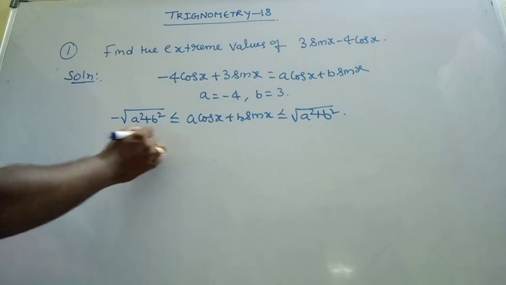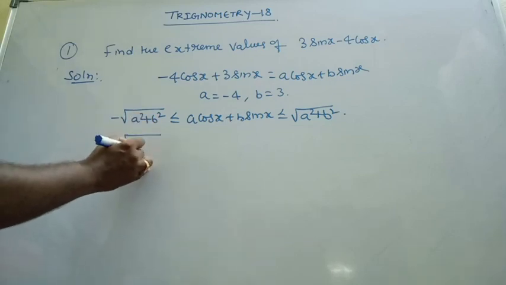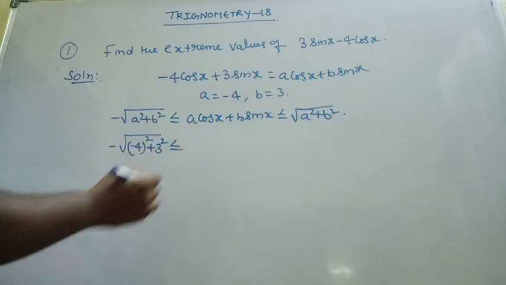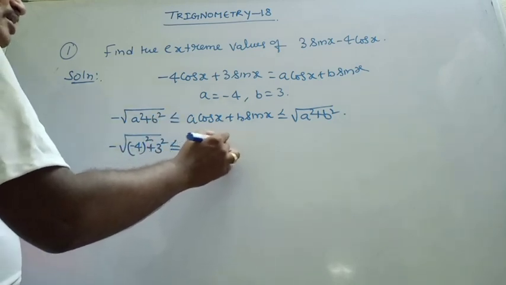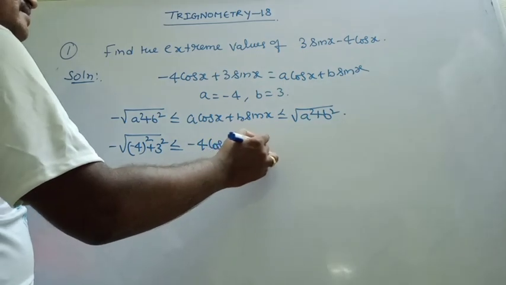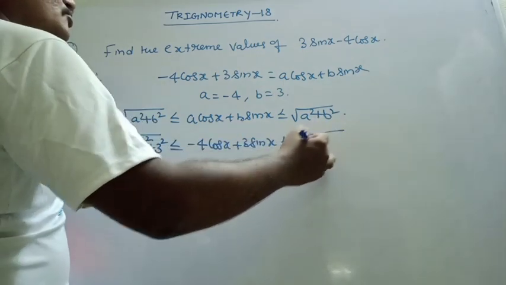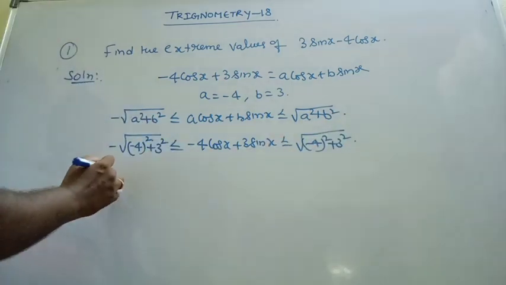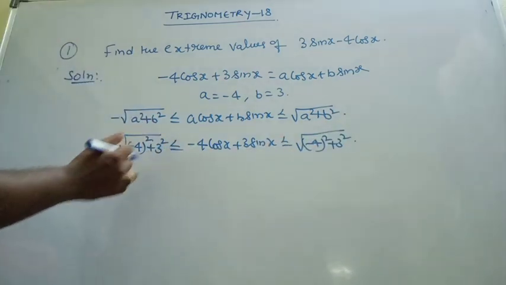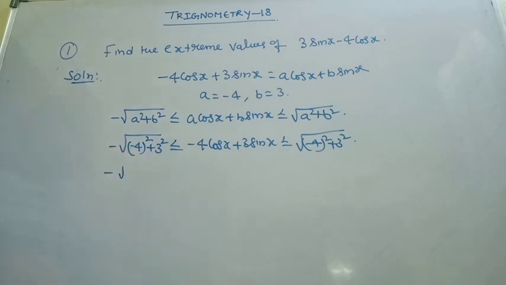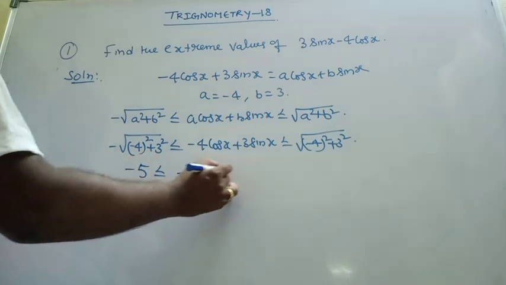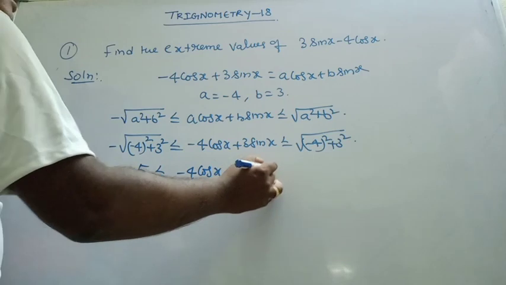Now this is minus root over a square, that means minus 4 whole square plus b square is 3 square, lesser than or equal to, we have here minus 4 cos x plus 3 sin x, right? This is lesser than or equal to root over minus 4 square plus 3 square, like this. This is minus root over 16 plus 9, this is minus root over 25, and this value is what? Minus 5 lesser than or equal to minus 4 cos x plus 3 sin x lesser than or equal to 5.